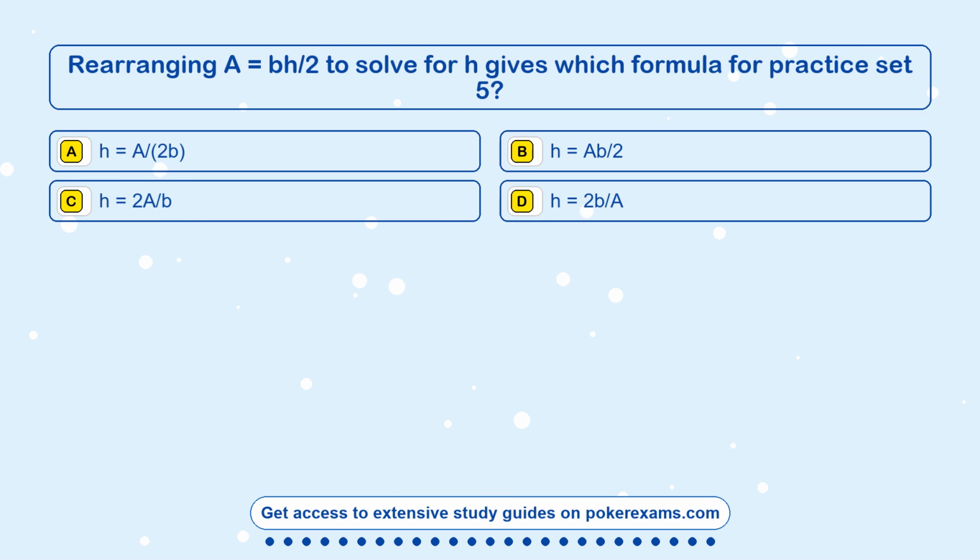Question 11. Rearranging A equals BH/2 to solve for H gives which formula for practice set 5? Option A, H equals A/2B. Option B, H equals AB/2. Option C, H equals 2A/B. Option D, H equals 2B/A.